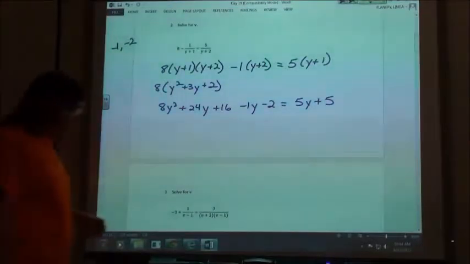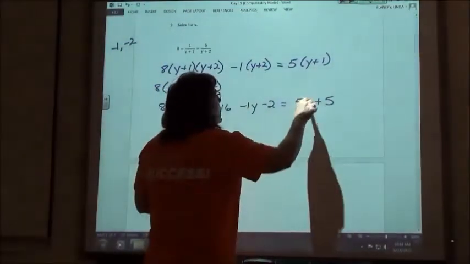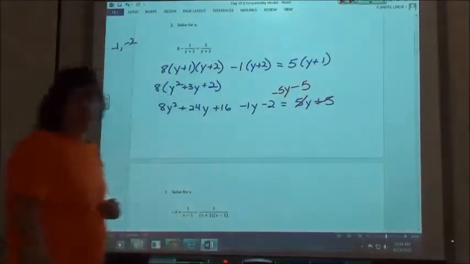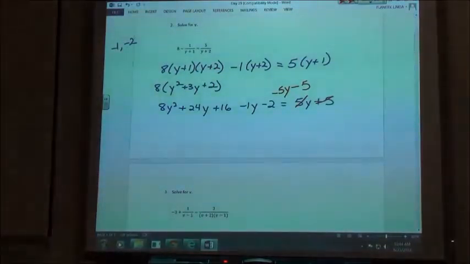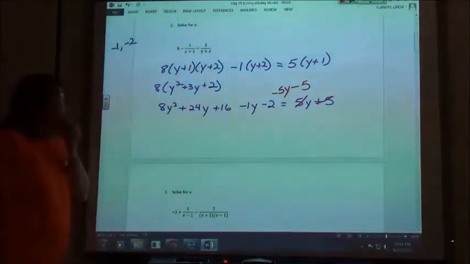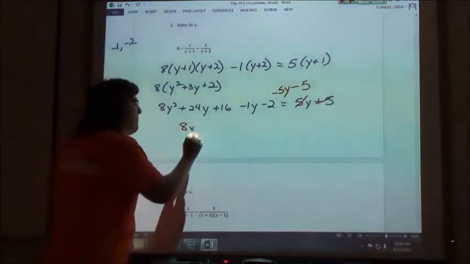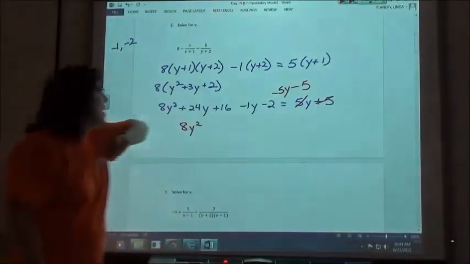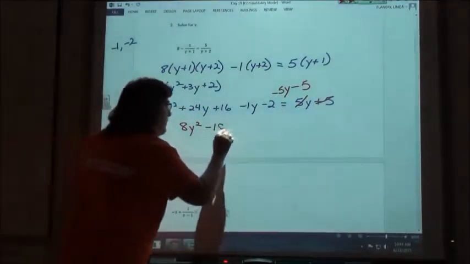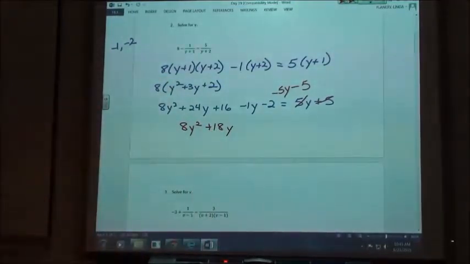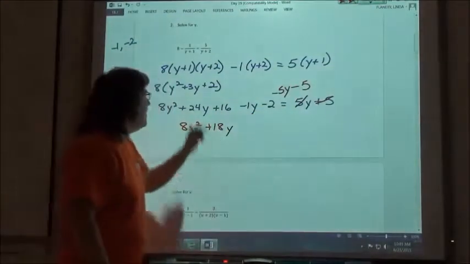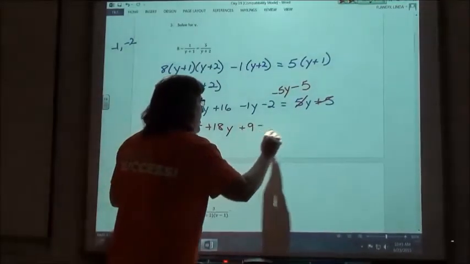And again, since I know I have to set it equal to 0, before I combine my like terms, I'm going to minus my 5y and minus my 5, and then I'll just combine them all at the same time. So we have an 8y squared, 24y minus 1y minus 5y would give me, whoops, positive 18y. And then I have a positive 16, a minus 2, and a minus 5, which would give me a positive 9.